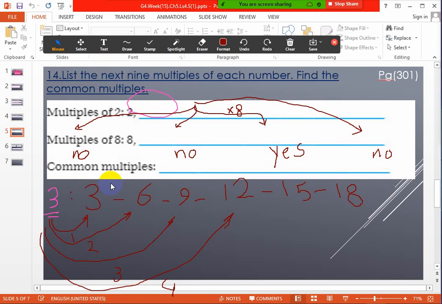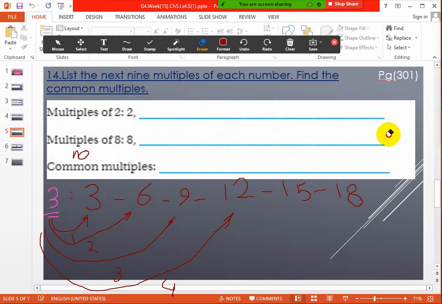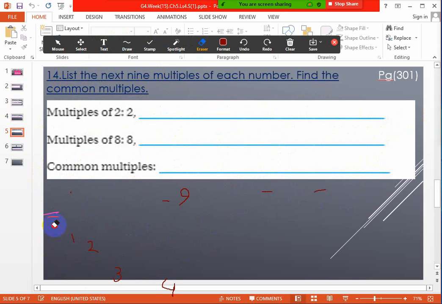Now let's move to the next exercise, number 14. I want to find here the multiples. Very easy for me, actually. Now I want to write the multiples. He told me just write the next 9 multiples. Only 9. No need to write all the multiples, just 9. So we will start after 2.